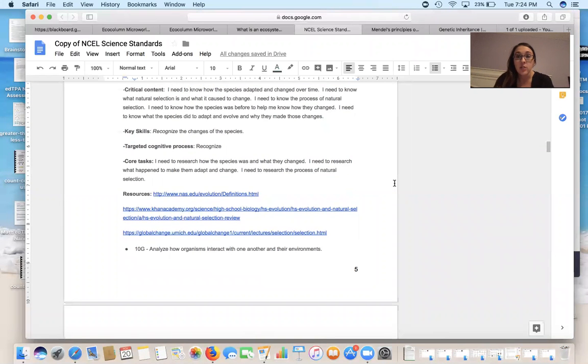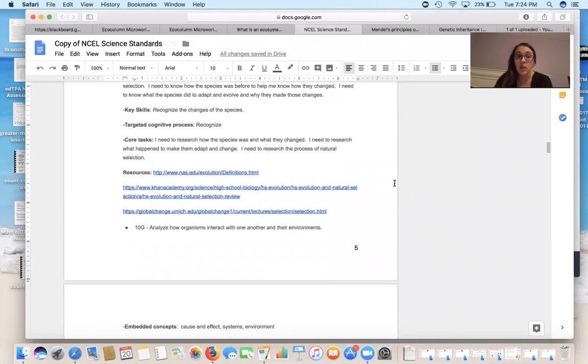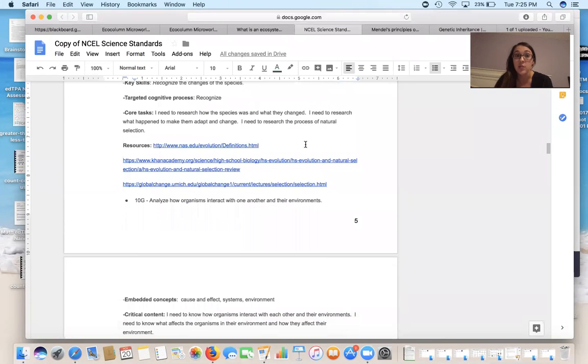The key skills are to recognize the changes of the species. Your targeted cognitive process is to recognize. Your core task, this is the steps you need to take to be successful with 10F. Research how the species were and how they changed. You need to research what happened to make this change. You need to research about the process of natural selection. You need to research what natural selection is.